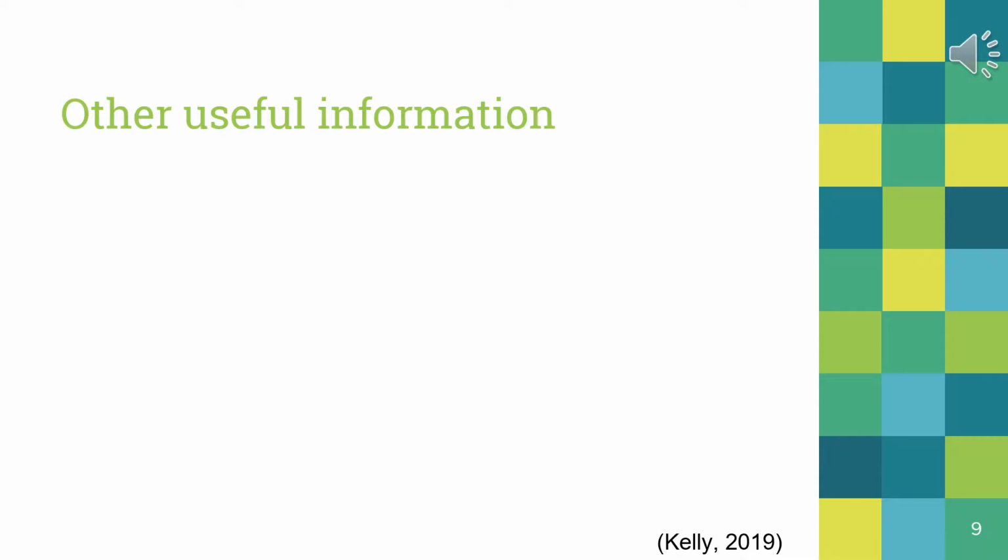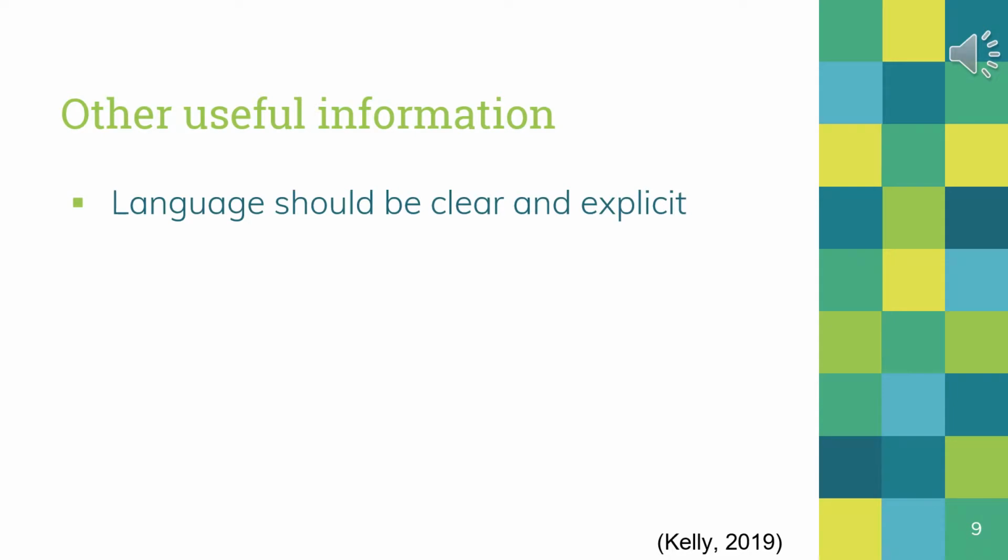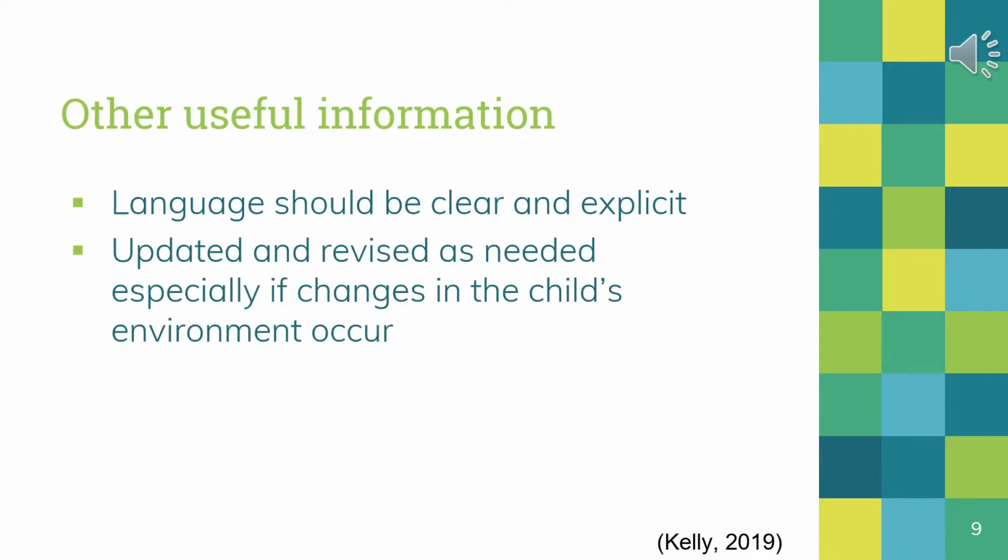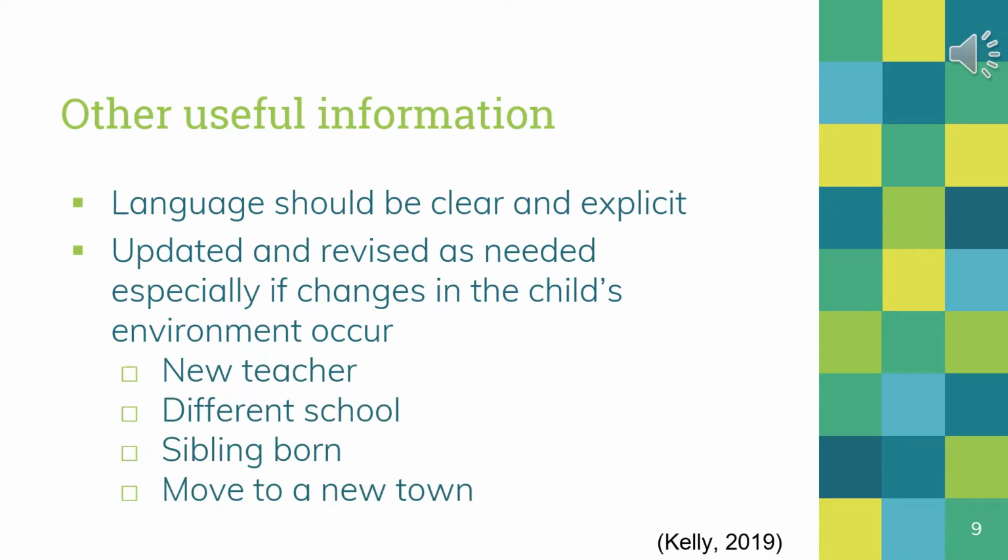Some other useful information for behavior reduction plans to include is using clear and explicit language so others can easily understand descriptions and instructions. Provide examples when possible, and include a schedule for ongoing modifications to behavior plans. They should be updated and revised as often as needed, and at least annually or when circumstances such as changes in the child's environment occur. This could include a new teacher, a different school, a sibling being born, or even moving to a new town.